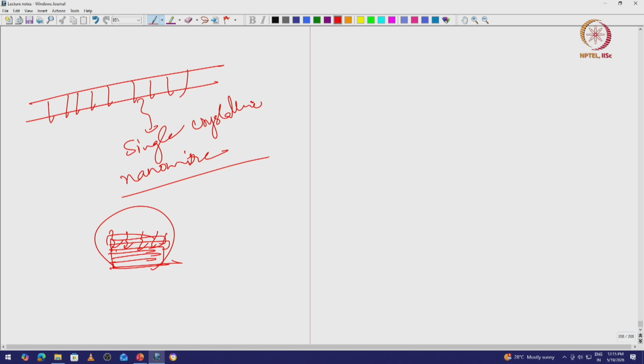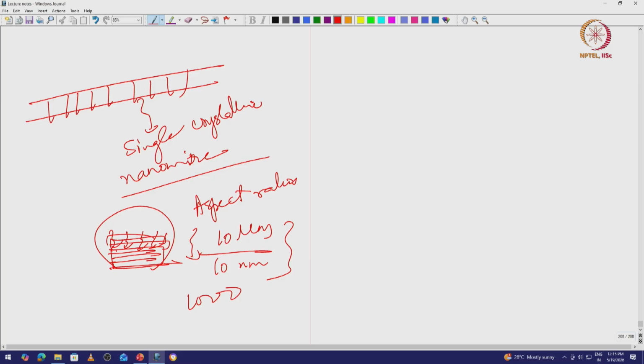And for the single crystalline nanowire, I can have aspect ratios of something like 10 microns to 10 nanometers. This is huge, so 1000. So I can really grow long nanowires of silicon. These are actually 1D structures in our definition of dimensionality that we started with in this course.